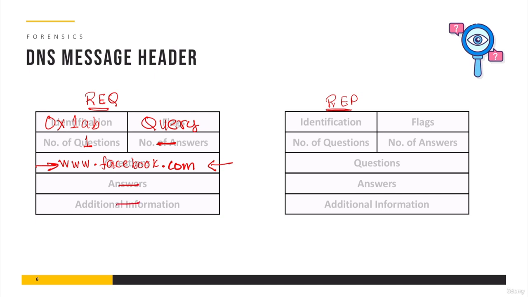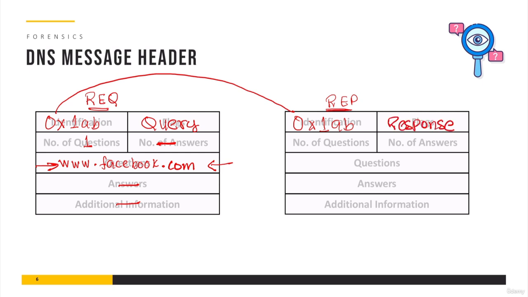Now let's go to the response message. The first thing you need to remember is that it's going to use exactly the same unique ID, 0x1AB. And in the flags, it's going to say that this is a response.